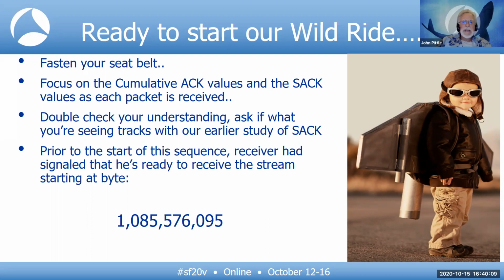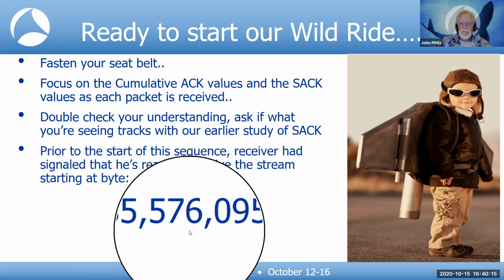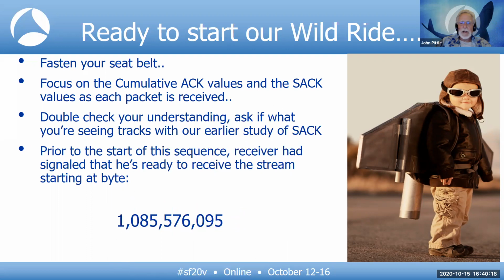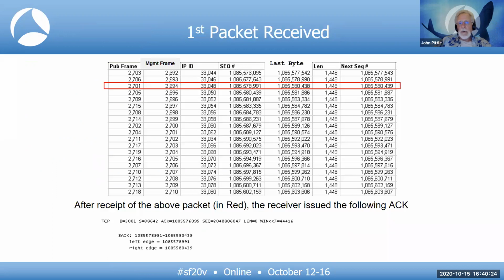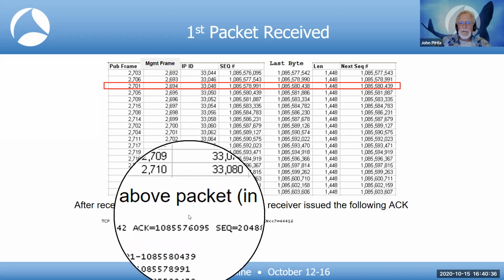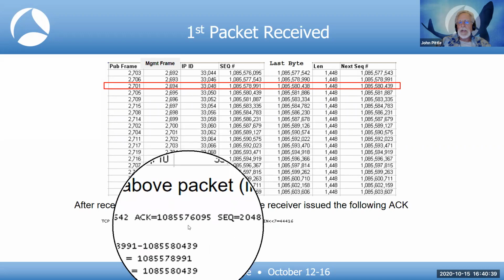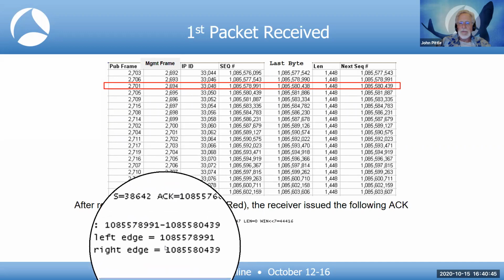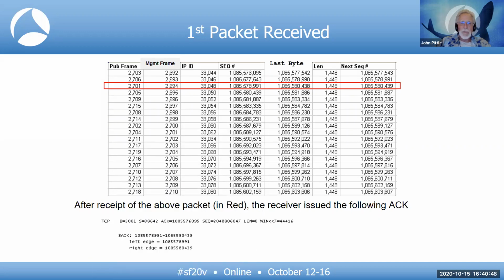At the beginning of this stream, the receiver is looking for a certain stream byte. It's a big long number, I'm just going to say ending in 6095. And here we go. The very first packet that was received is actually the third packet that was sent. Notice in the cumulative ACK, we're saying, hey, we were looking for 6095. We didn't get that. We got something else. And oh, by the way, this is what we got, left edge, right edge, but it's not the one that we needed. So we're going to immediately ACK back to the sender.